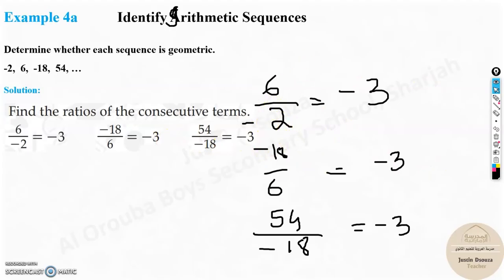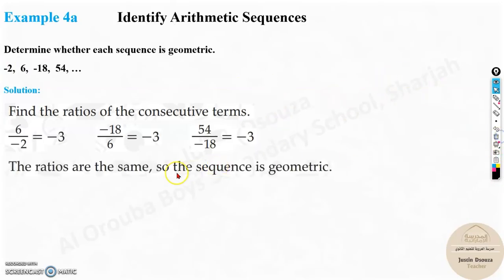How do you get this ratio? Find the ratio: 6 divided by minus 2. The ratio is the common ratio. So over here we get the common ratio. Therefore the ratios are the same, basically. So it is a geometric sequence. Similarly, we can see another problem.